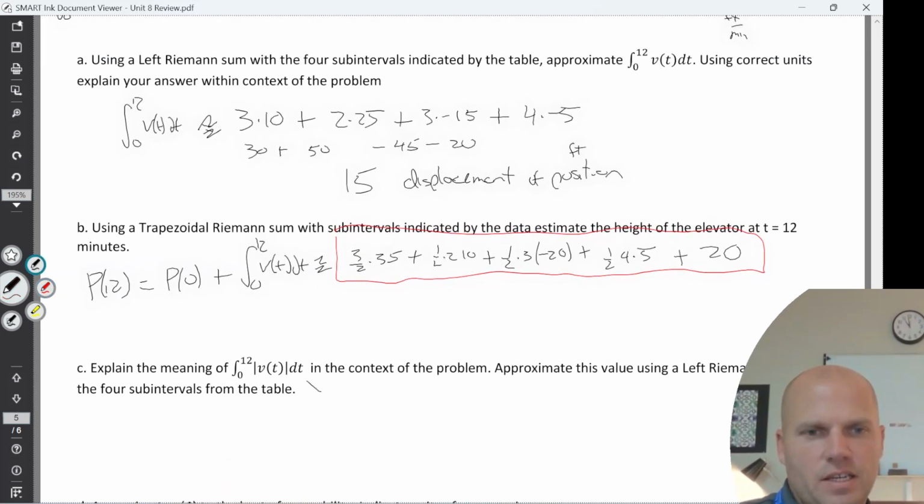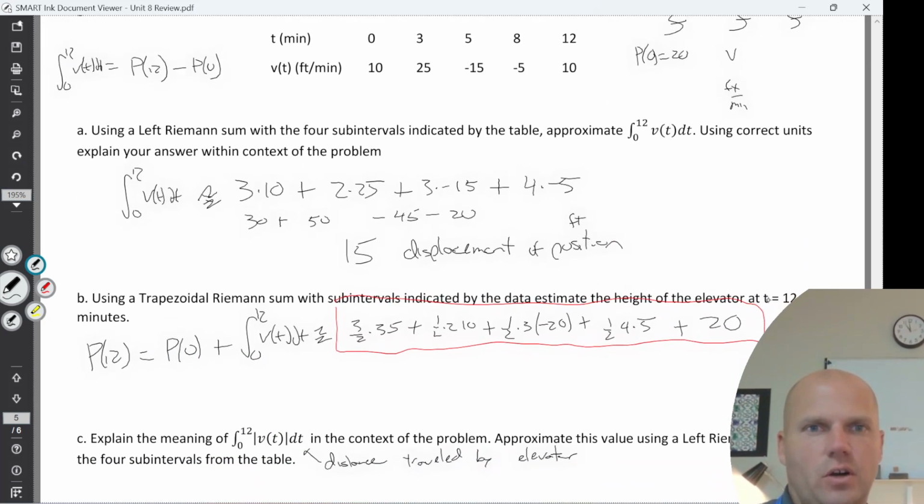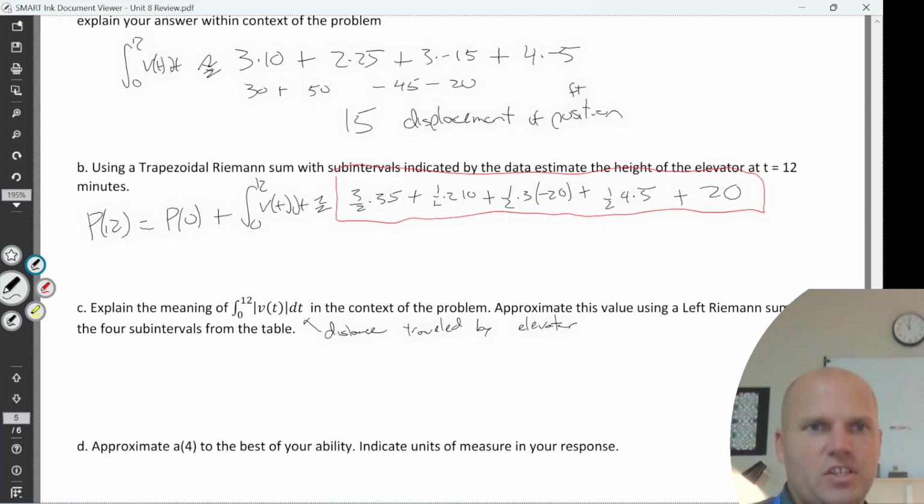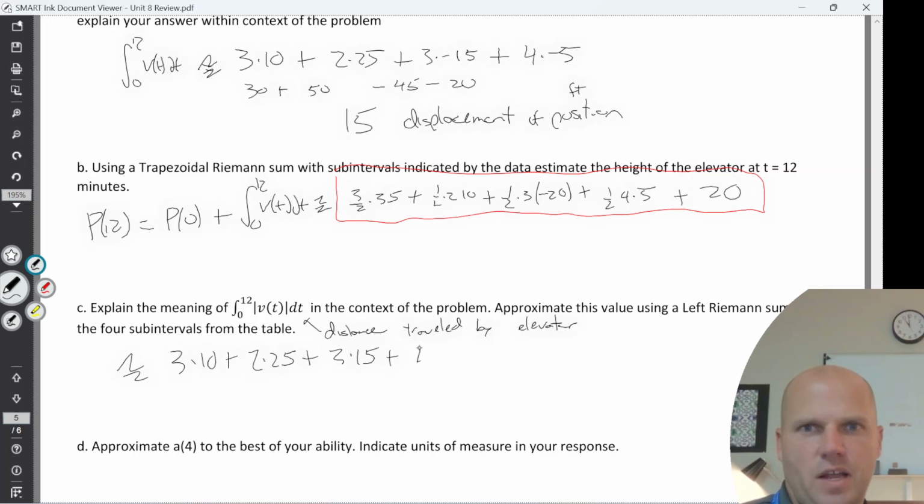This is going to mean distance traveled, total distance traveled by the elevator. Any negative velocity you'll use as a positive. So it's going to be the same as the previous one, only instead of the negative 15, I'll have a positive 15. And in the negative 5, I'm going to have a positive 5.